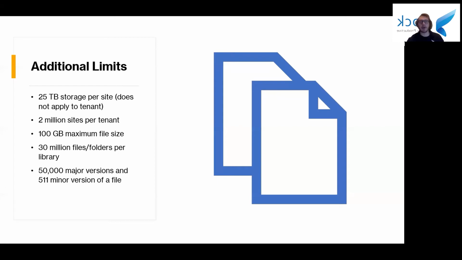And then per Office 365 tenant, you can have up to 2 million sites. So whatever 2 million times 25 terabytes is, that's the maximum amount of storage space that you can purchase within SharePoint Online. In terms of the largest files that you can upload to a site, your files can only run up to 100 gigabytes. That used to be 15 gigabytes, but it did increase recently.